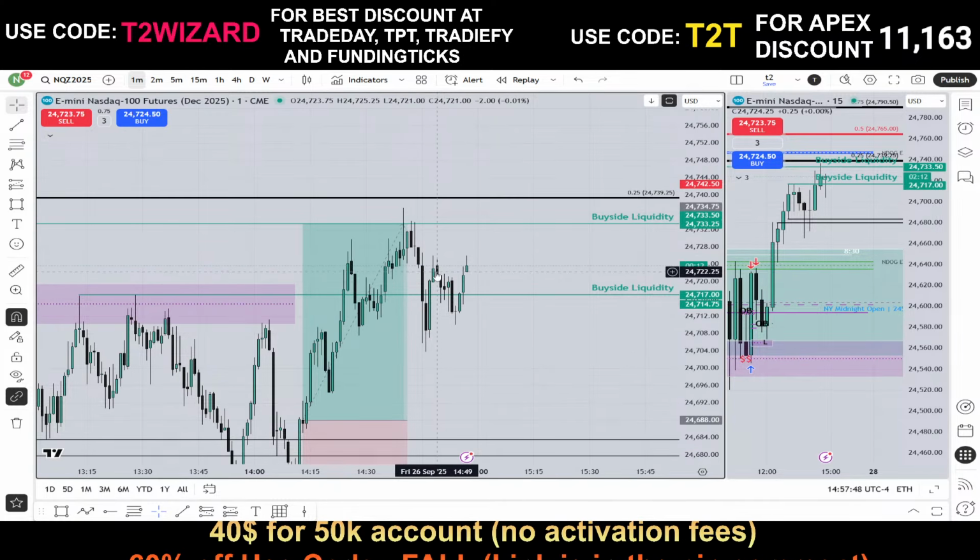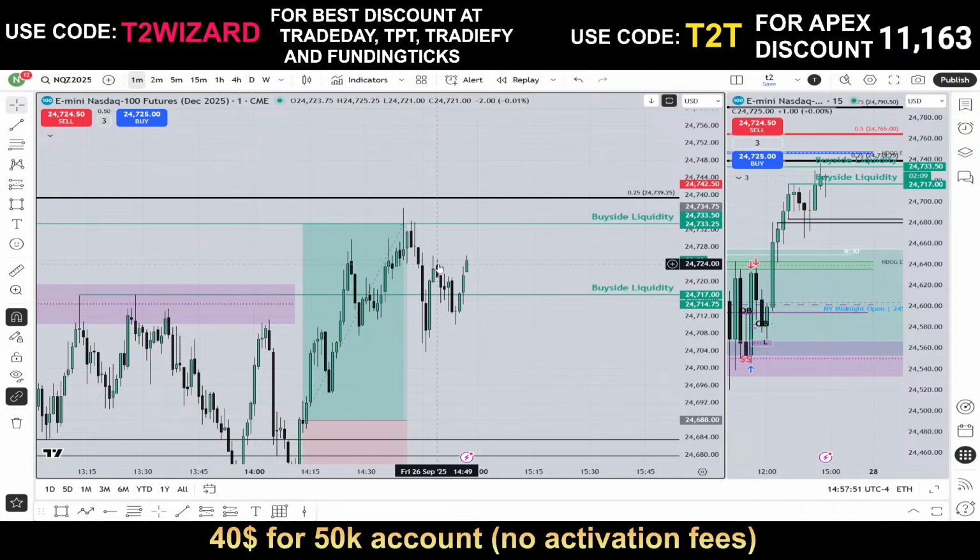Is this swing high valid for shifting market structure? 100% no.